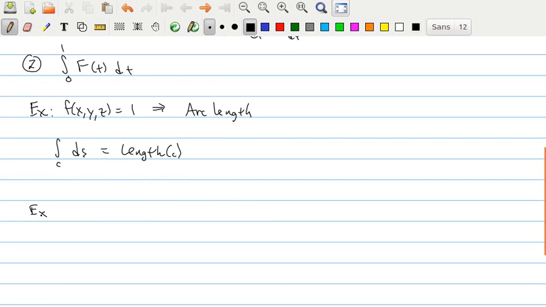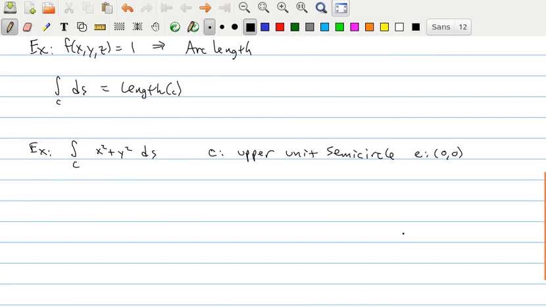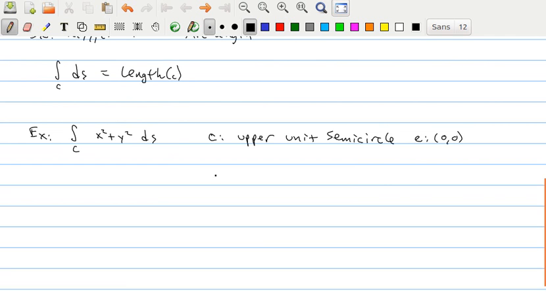Let's say we're integrating over a curve, to be determined in a second, of x squared plus y squared ds, where c is the upper unit semicircle centered at the origin. So what does this mean as far as evaluating this integral? First up, we're going to parameterize c. So c is this upper unit semicircle. If we go to sketch that out, as we are tracing out this circle right here, this is our path of integration. We're integrating over this path.